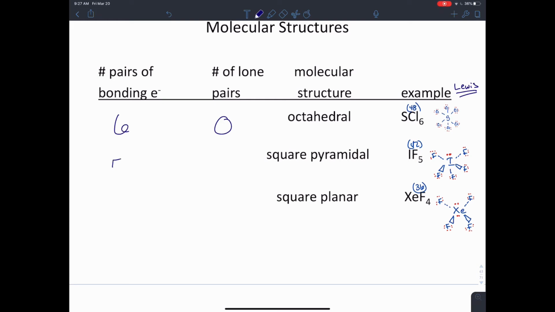IF5, so we've got 5 bonding pairs, 1 non-bonding pair. And you're going to be practicing this on the homework if you haven't. You'll continue to. And I hope it's starting to kind of click now. When I drew it out, I could see a non-bonding pair of electrons here on the top. Looking at the table, what's left behind is square pyramidal.